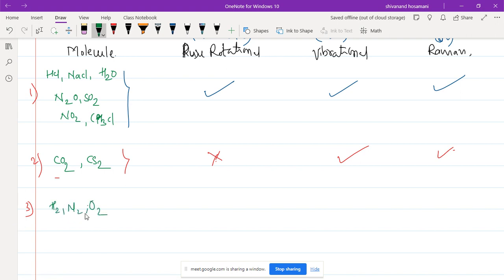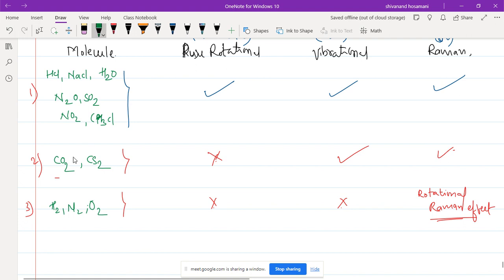These are non-polar molecules, homonuclear as we call them. These will not show any rotational or vibrational spectra, but these will show rotational Raman effect, Raman active. Because when the incident radiation falls, these molecules rotate.